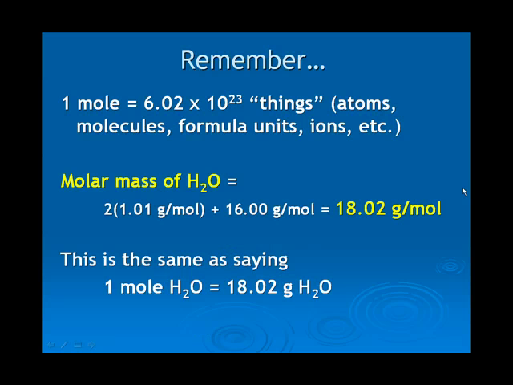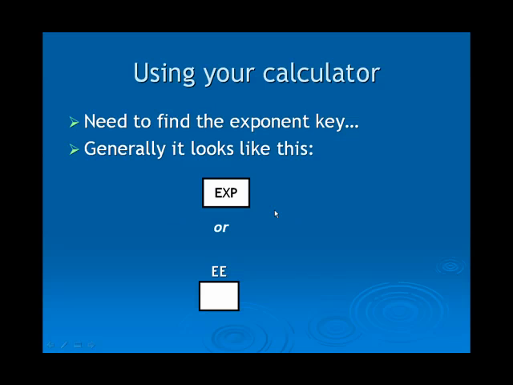So, just a refresher. 1 mole is 6.02 times 10 to the 23rd things. Again, that's atoms, molecules, formula units, ions, etc. We calculate the molar mass by adding the masses of the individual elements up off the periodic table. And so this is the same as saying 1 mole of water is 18.02 grams.